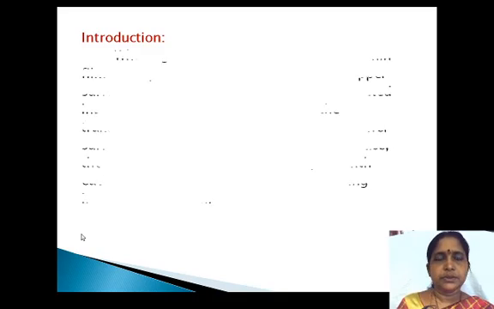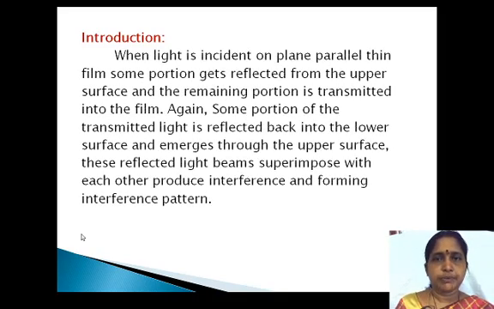For that, we take a plane parallel thin film. We take a monochromatic source. That monochromatic source falls on the glass plate or thin film.